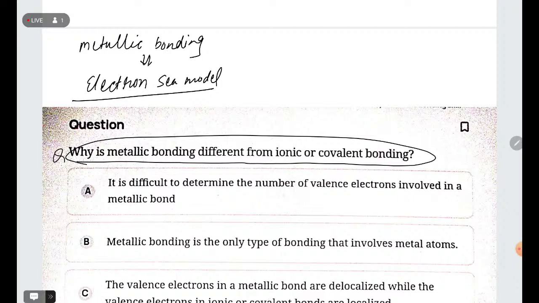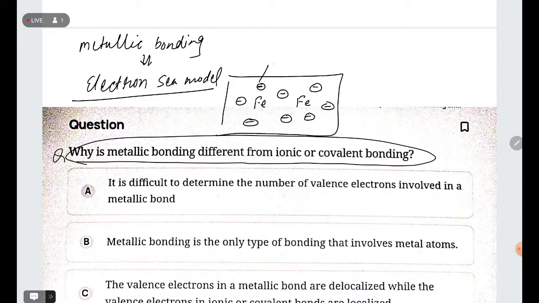And what about the electron sea model? Suppose there are so many Fe atoms, surrounded by electrons, and these electrons are delocalized electrons, which we have to keep in mind. So this is the case of metallic bonding, where we have delocalized electrons.